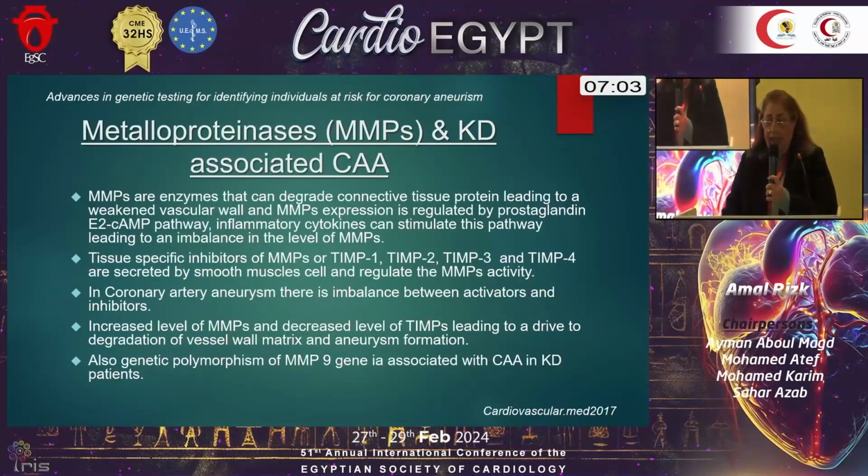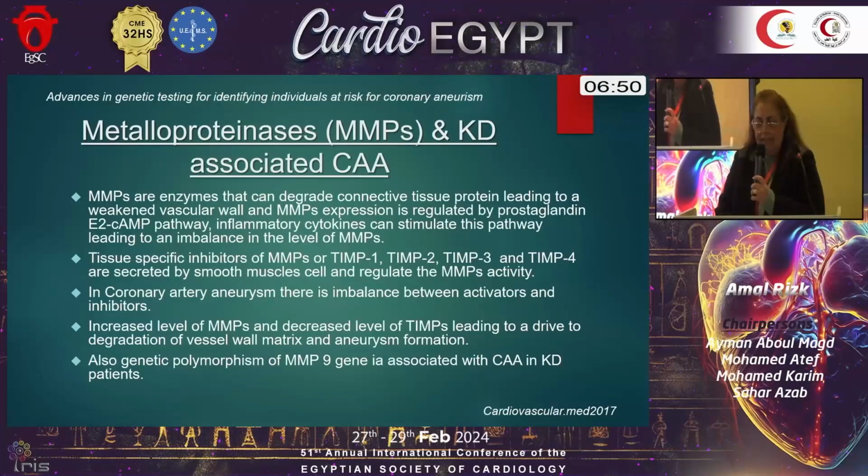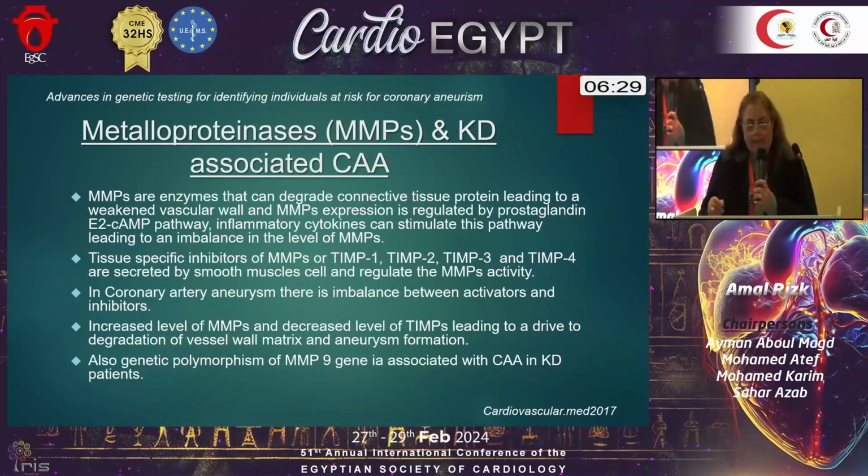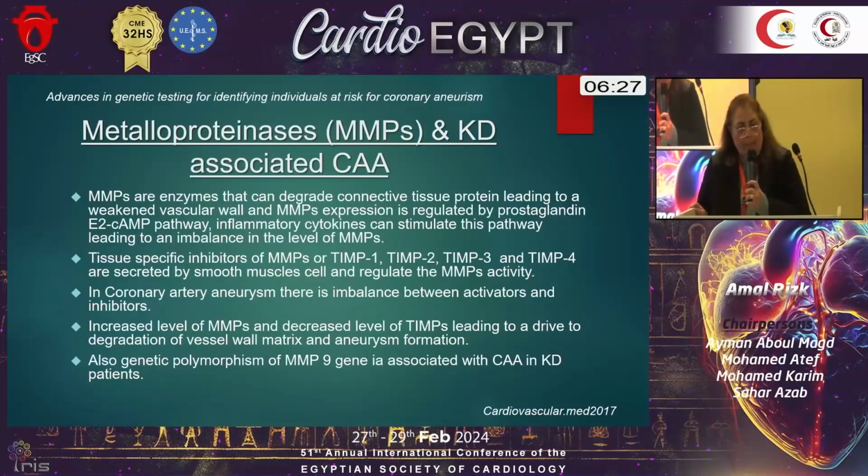Not only this, but during Kawasaki disease, very important things occur and lead to coronary artery aneurysm. The matrix metalloproteinases are enzymes that can degrade connective tissue protein, leading to a weakened vascular wall, and metalloproteinase expression is regulated by the prostaglandin E2 cyclic AMP pathway. During Kawasaki disease, inflammatory cytokines can stimulate this pathway, leading to an imbalance in the level of the metalloproteinases.